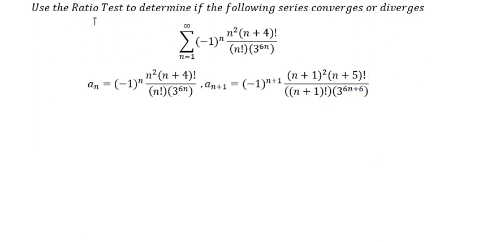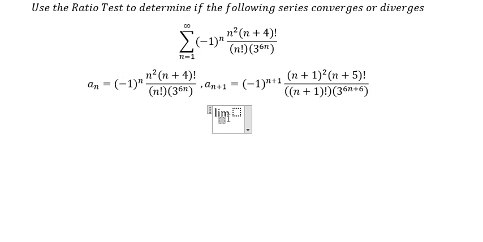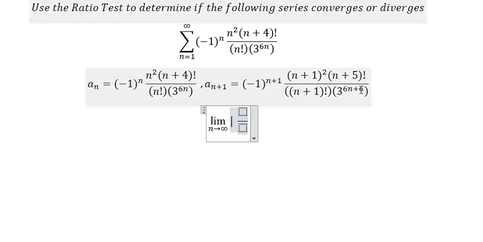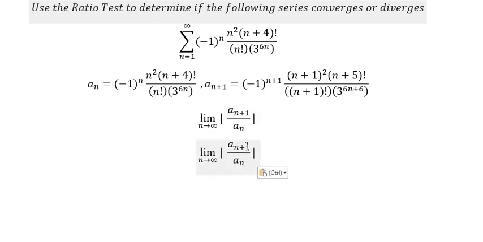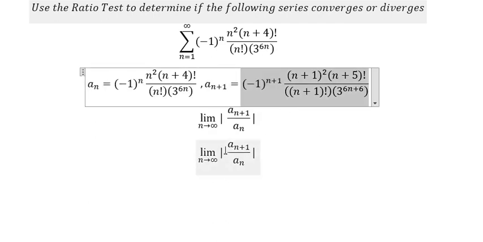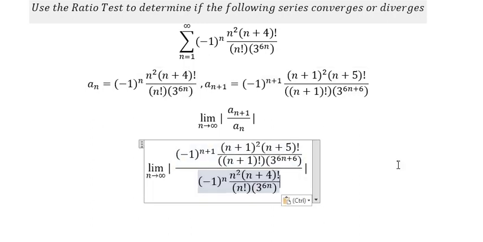Now we can use the ratio test. So we have the limit as n approaches positive infinity. And now we have the absolute value of this ratio in here. So I will put a_(n+1) here and a_n here. So this one is about this one, and this one goes here.